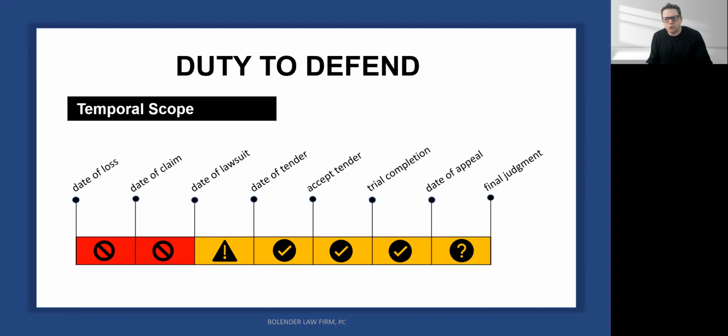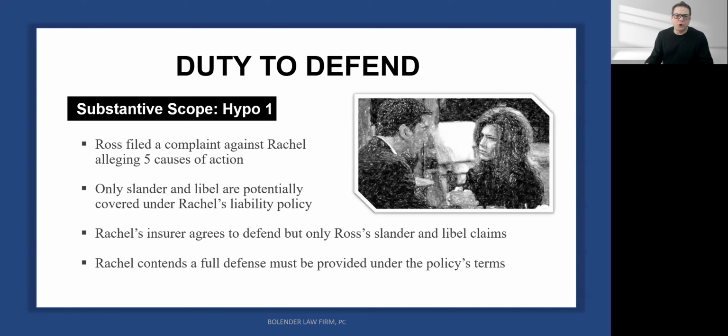Now let's switch from the temporal scope of the duty to defend to the substantive scope. Let's look at hypothetical number 1. Poor Rachel is facing liability on 5 counts, and only 2 are potentially covered: libel, slander. This is called a mixed action.